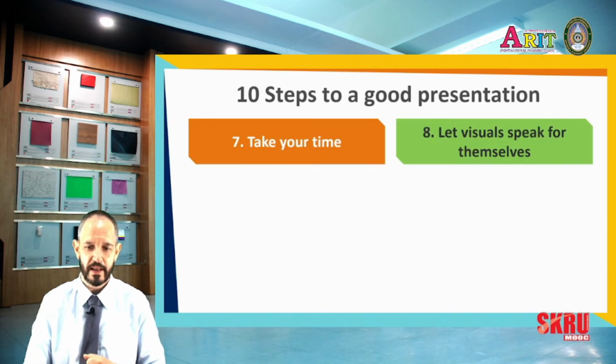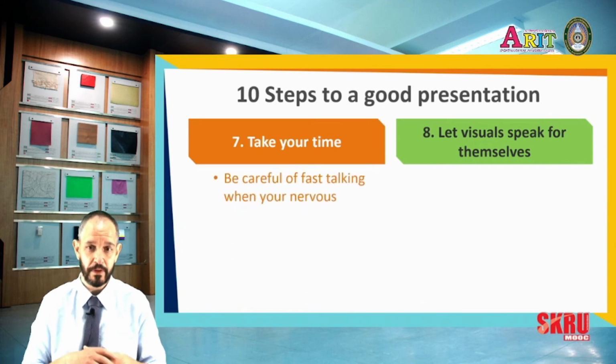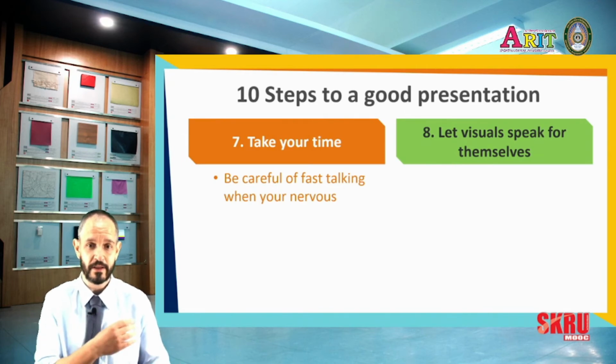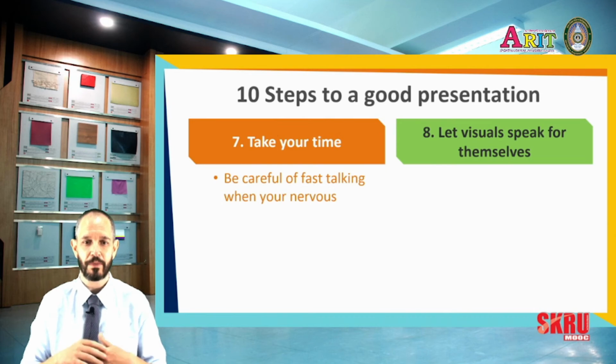Step 7, take your time. A common mistake people make when they're giving a presentation is to talk very fast because they're nervous. Public speaking is one of the biggest anxieties that people have, and because of that, they just talk and forget to breathe. So, going back to have a pause.